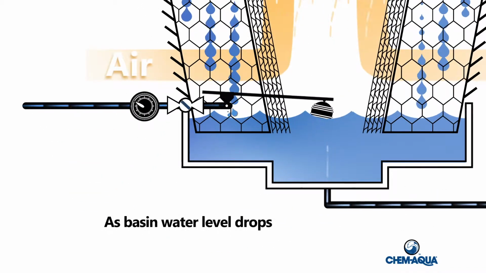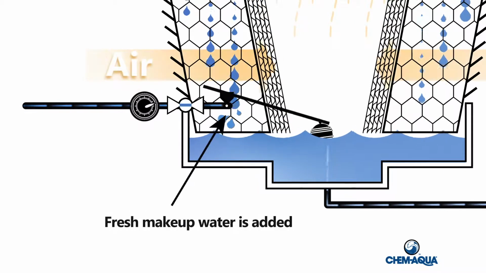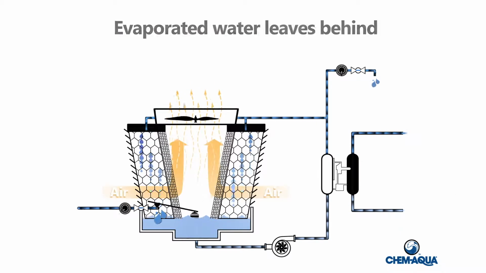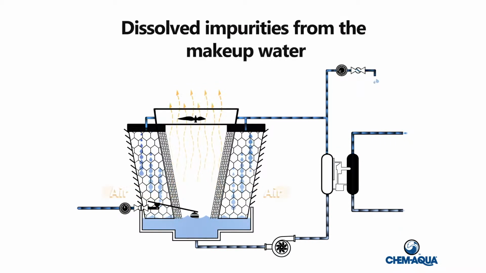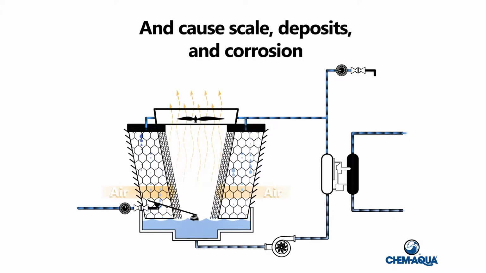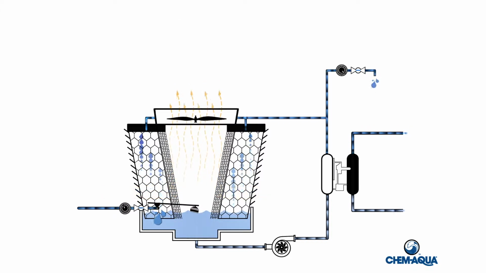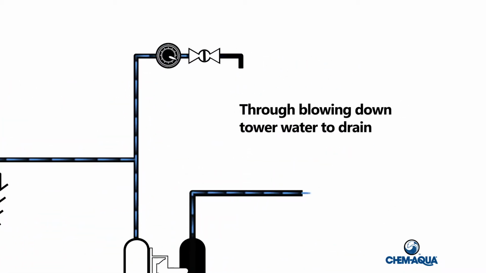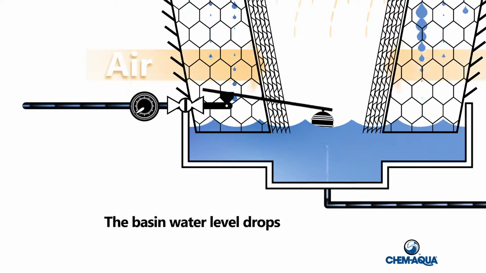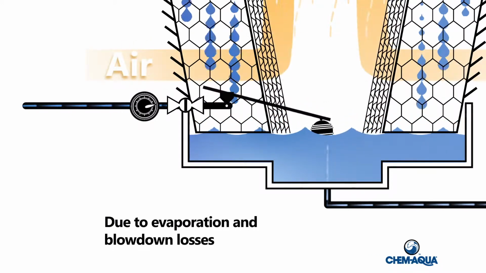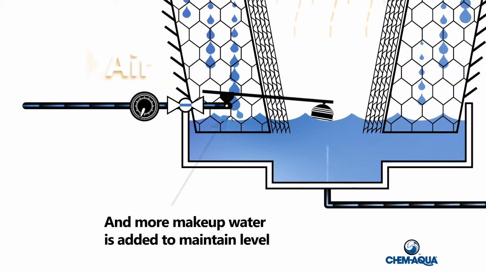As the basin water level drops, fresh makeup water is added. Evaporated water leaves behind dissolved impurities from the makeup water, which concentrate and cause scale, deposits, and corrosion. Concentrated impurities in the tower are removed through blowing down tower water to the drain. The basin water level drops due to these evaporation and blowdown losses, and more makeup water is added to maintain level.